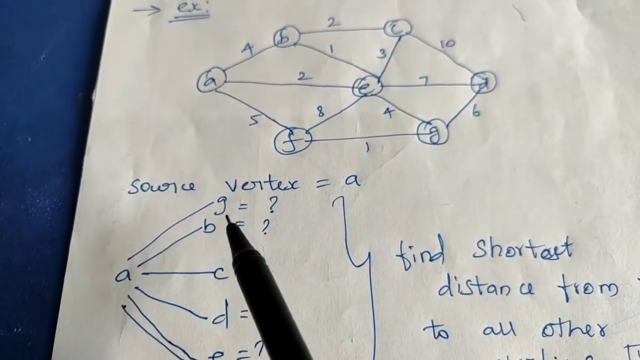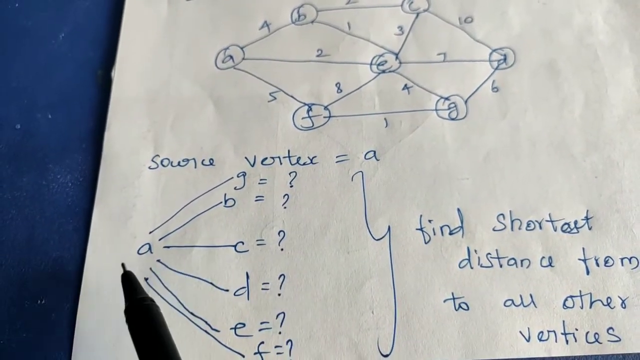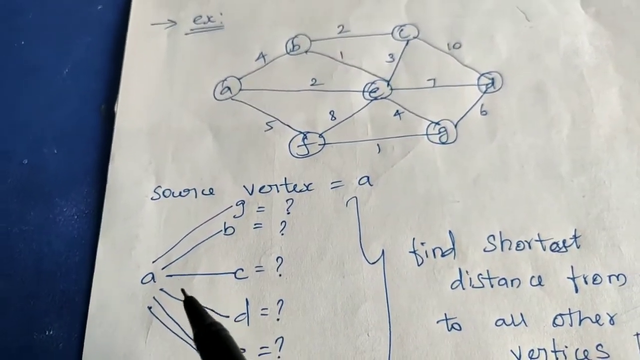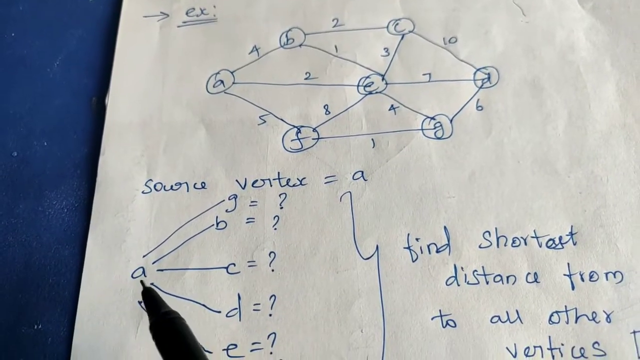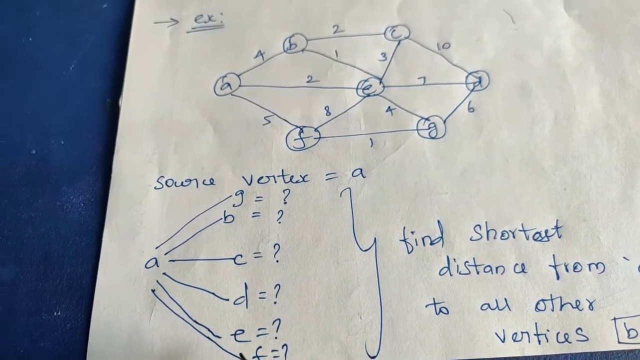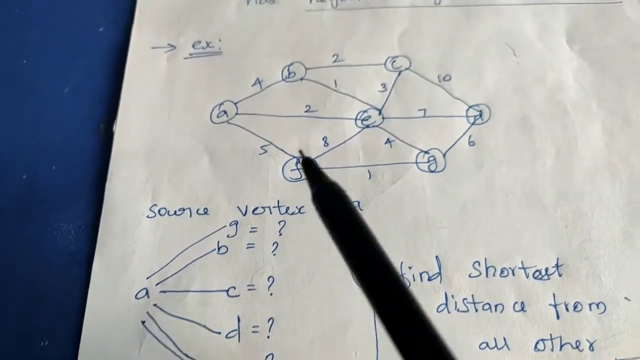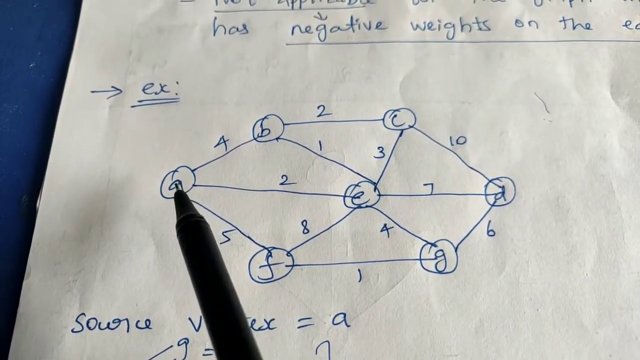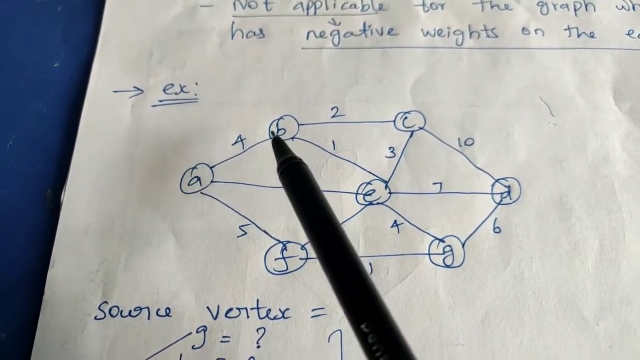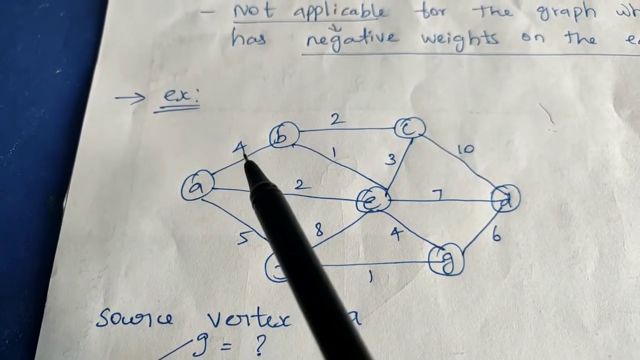A to B, I need to find what the distance is, and that should be minimum. A to C I need to find, A to D, A to E, A to F, A to G. While finding the shortest distance from the given source to all the other vertices in the graph, I can find the distance directly and also indirectly. I have a direct path from A to B, so B can be visited directly from the source vertex A with a weight of 4.